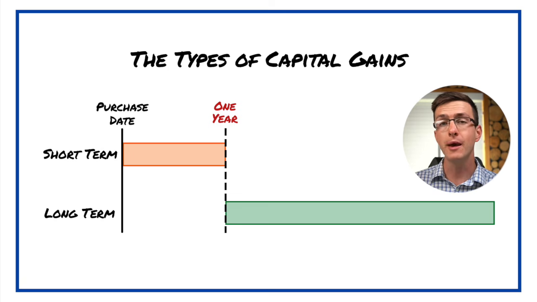Let's get in. There are two types of capital gains that every investor should be aware of. You have short-term capital gains and long-term capital gains. Now, short-term capital gains are from investments that have been held for less than 1 year. So you bought this less than 1 year ago and you're selling it within 1 year. A long-term capital gain is then from an investment that you've held for longer than 1 year.